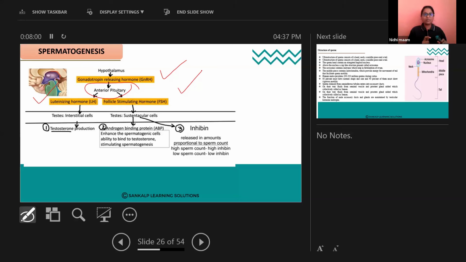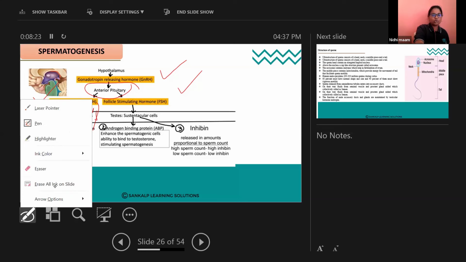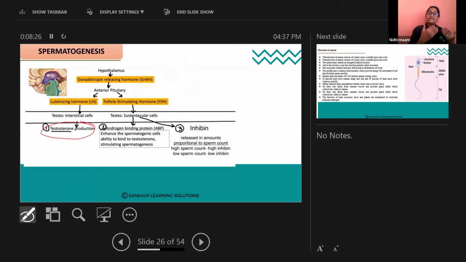What does this luteinizing hormone do? It will go to interstitial cells, or we can say Leydig cells. So this luteinizing hormone will go to Leydig cells and provoke them, telling them, you have to do some work now. It will knock on the Leydig cell and tell it to produce testosterone. It will initiate and provoke the Leydig cells. Then the follicle stimulating hormone will knock on the door of sustentacular or we can say Sertoli cells.